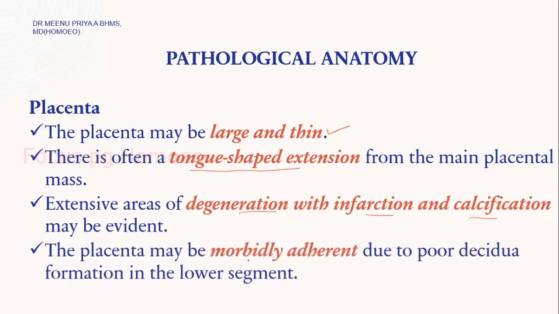And placenta may be morbidly adherent due to poor decidua formation in the lower uterine segment. And when it becomes adherent, the complication which occurs is placenta accreta or increta or percreta. So these are the pathological anatomical changes which are seen in placenta.